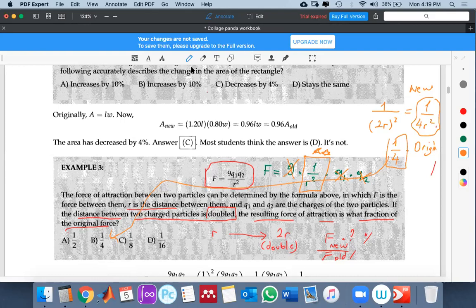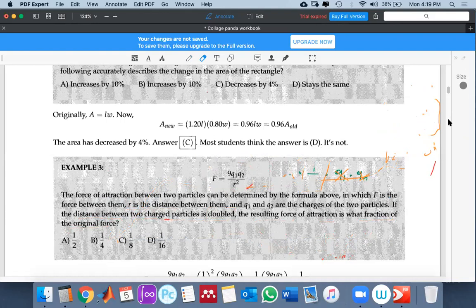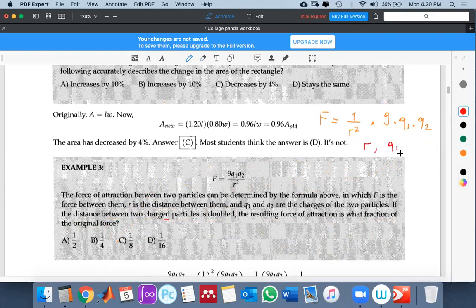One more time. It is so simple. When we read the question, what makes sense for us? In the question, 1 over R squared times 9 times Q1 times Q2. What changed the result? R changed, Q1 changed, and Q2 changed. But 9 does not change. It's a constant. In the new formula, 9 will be 9.